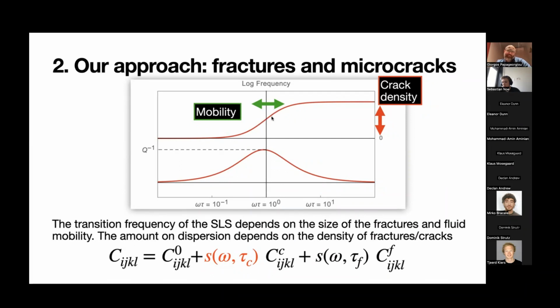One is where this transition happens, and the other is how far apart the high frequency limit and the low frequency limit are. And I've plotted this here against frequency, and I have this omega tau, scaled to 1, so that this thing happens at this particular tau. You have one of those different transitions for every set of inclusions you add to this effective medium.